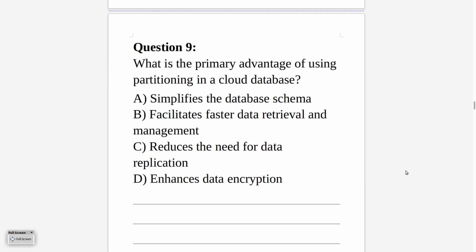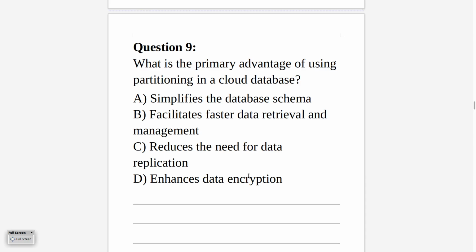Question 9. What is the primary advantage of using partitioning in a cloud database? Simplifies the schema, faster data retrieval and management, reduces the need for data replication, enhances data encryption. Okay, nothing to do with encryption, partitioning. In fact, I don't even remember exactly what partitioning is. Obviously, I know what the word partition means, and I'm used to partitioning when it comes to disks. And I guess it's a similar thing.